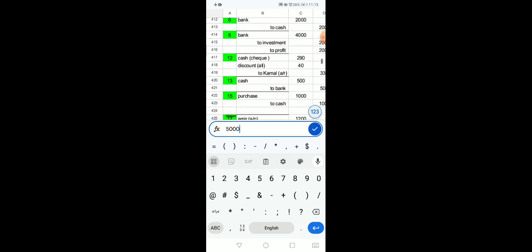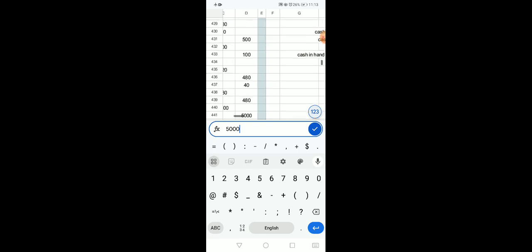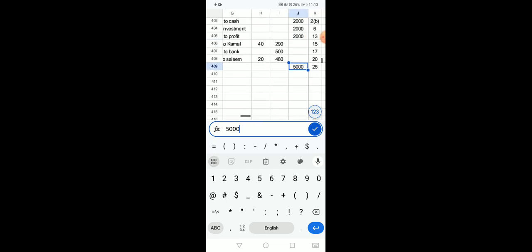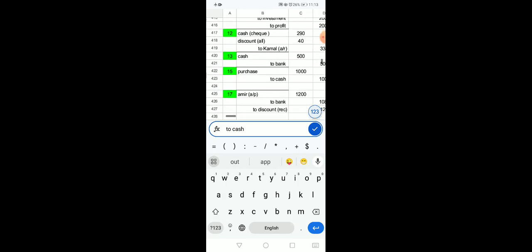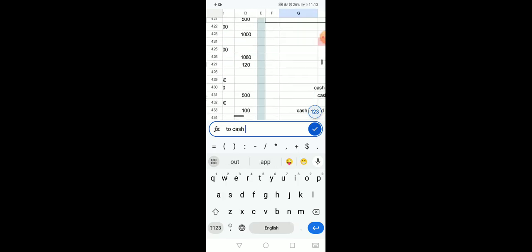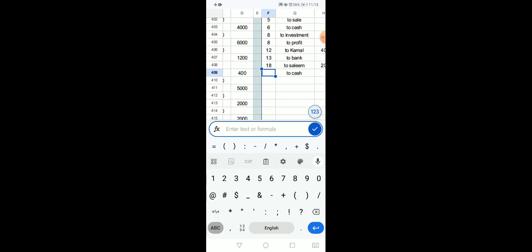Now see its reference. What is written on the opposite side of the bank? That is cash. So you are going to write cash in the particular column. Now see its date, which is 30. Post 30 over here.